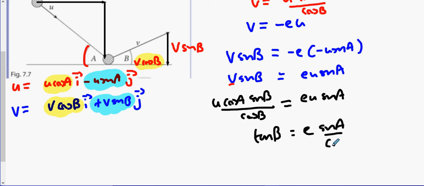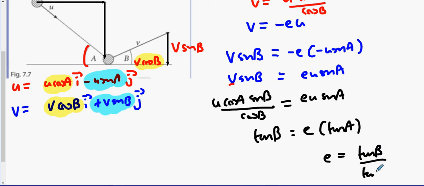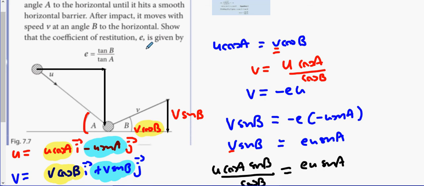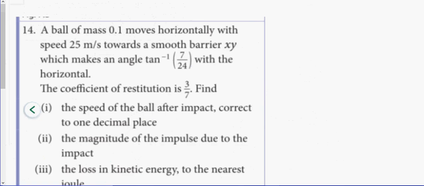And sine a over cos a is in fact tan a. And then e equals tan b over tan a. So e equals tan b over tan a. And you're done. Happy days. So that's 12. Next one.